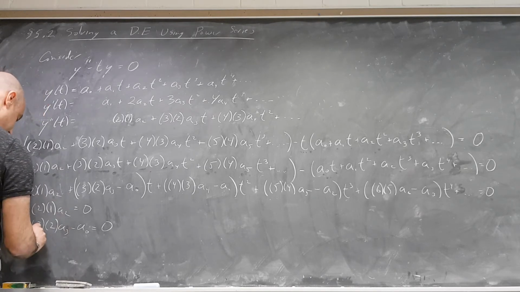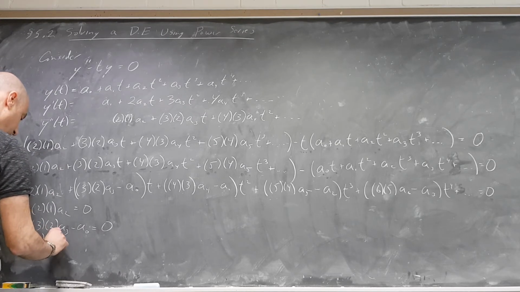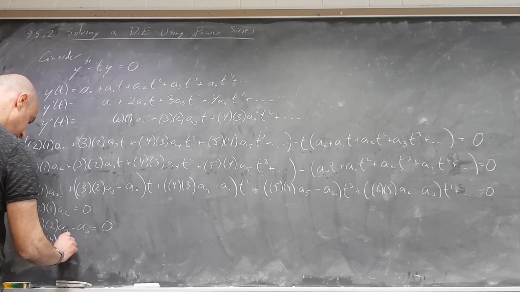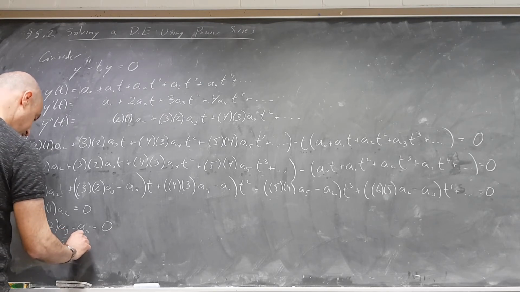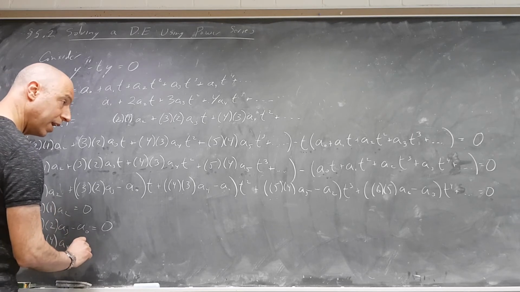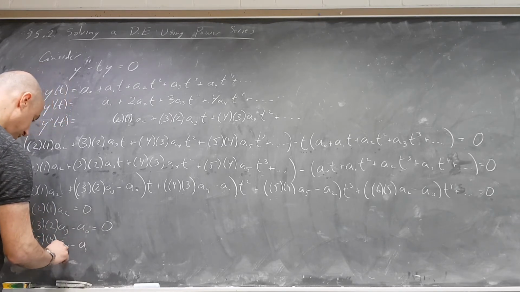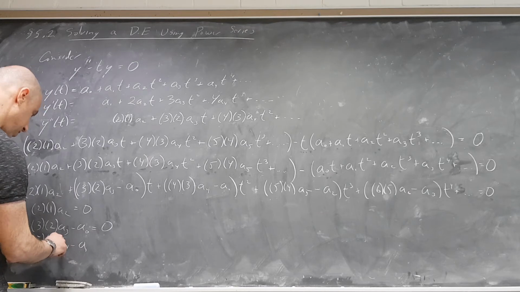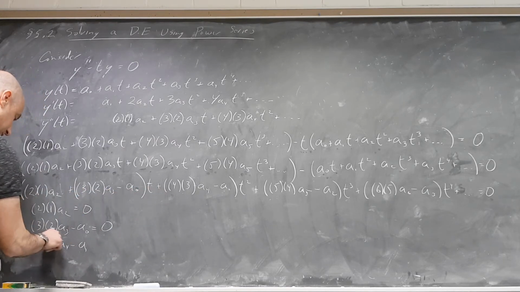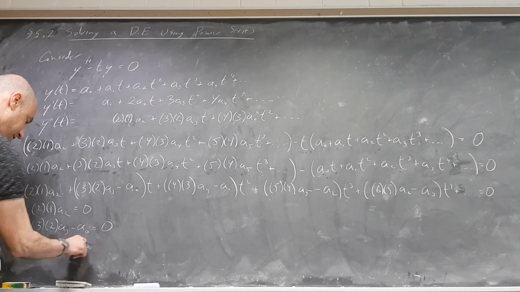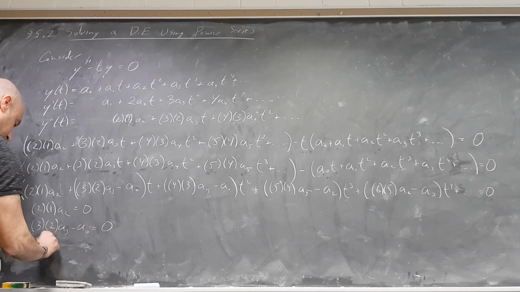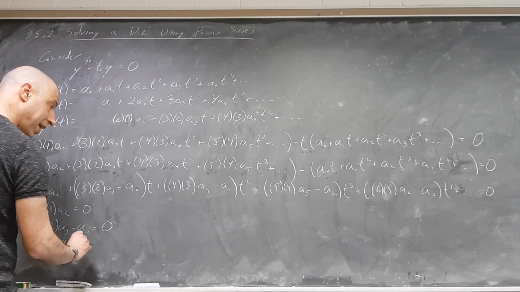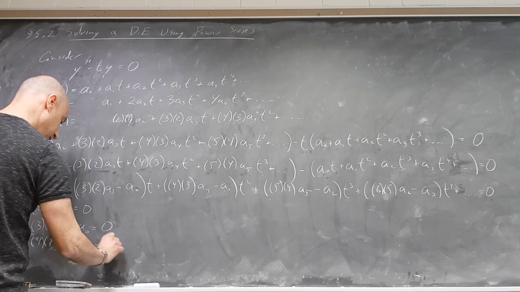I have 5 times 4 times a4 minus 5 times 4 times, I left the term out. Sorry about that. I have 4 times 3 times a4 minus a1 equals 0.